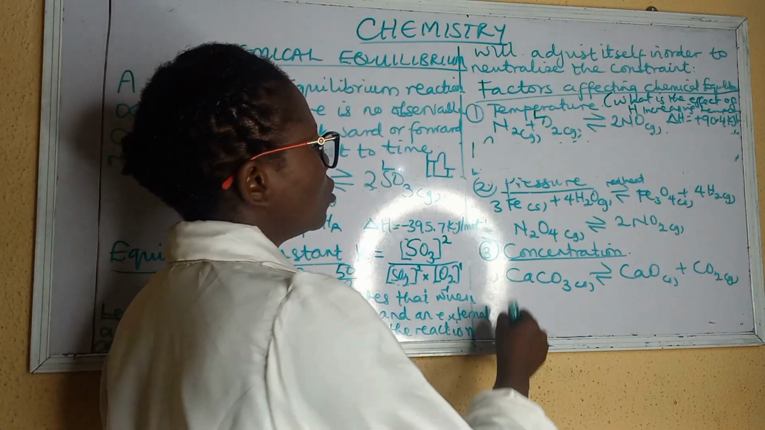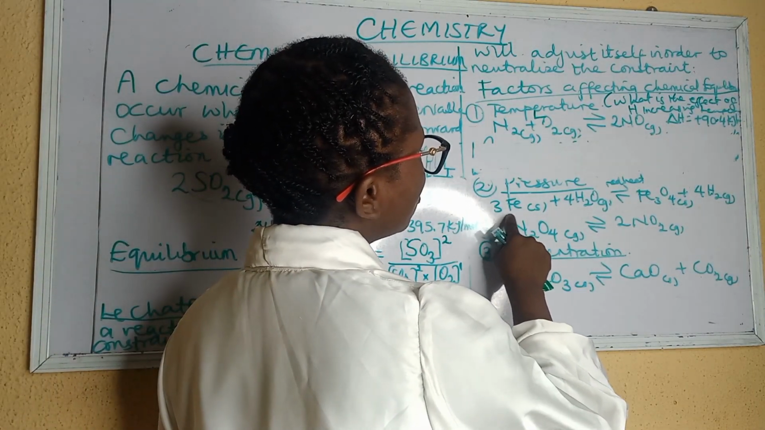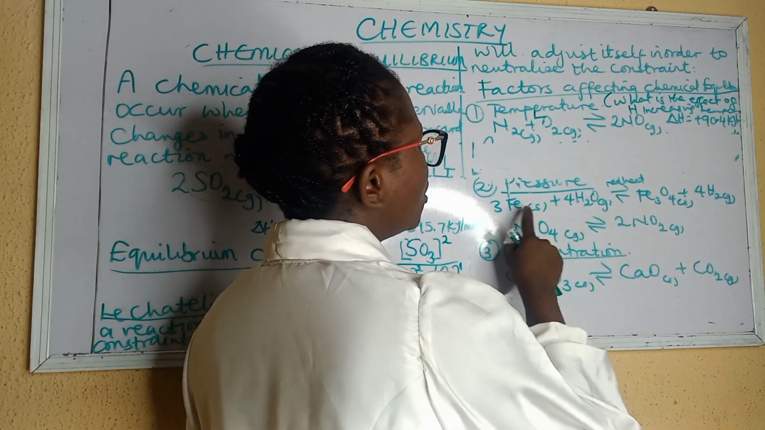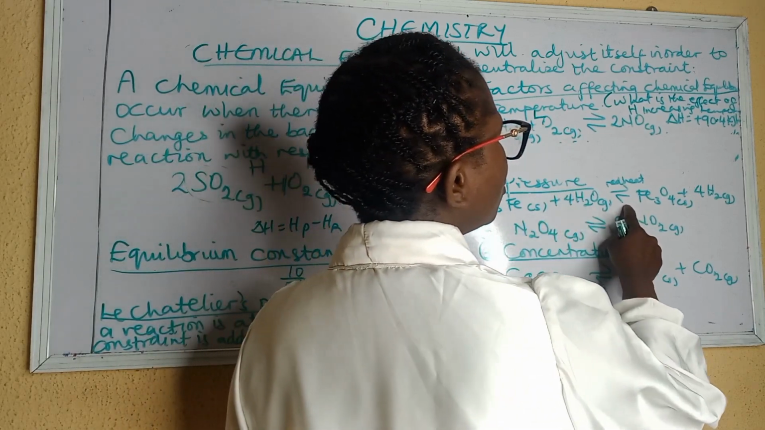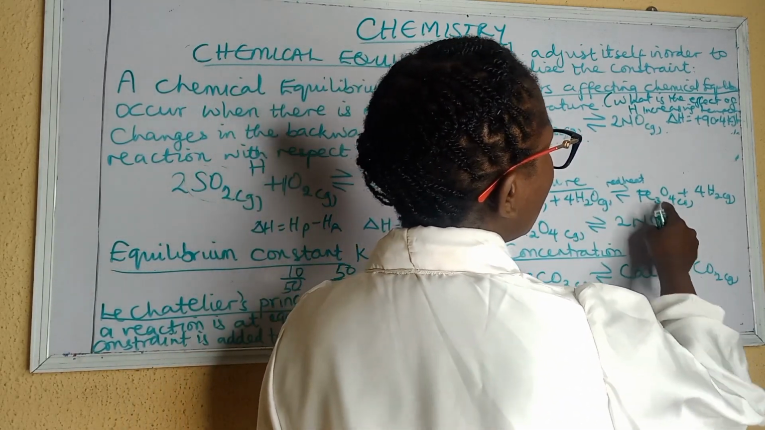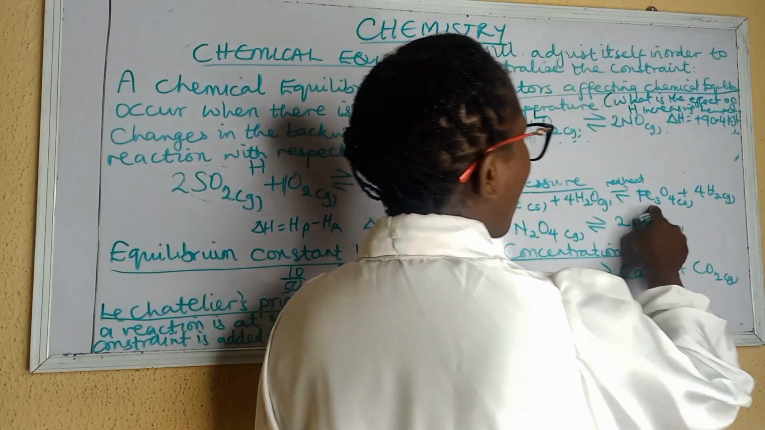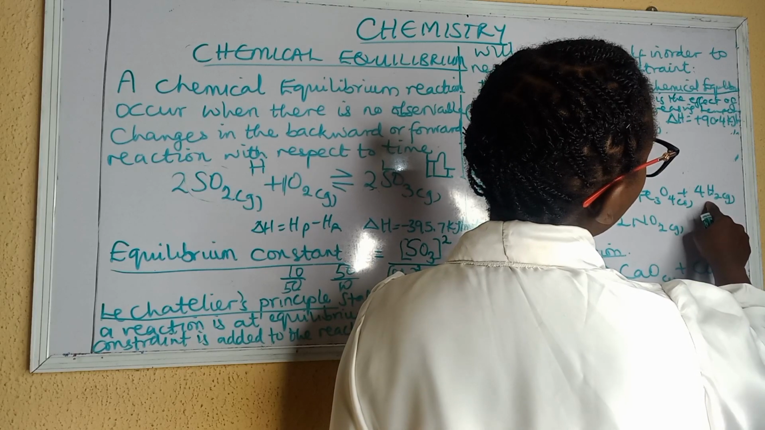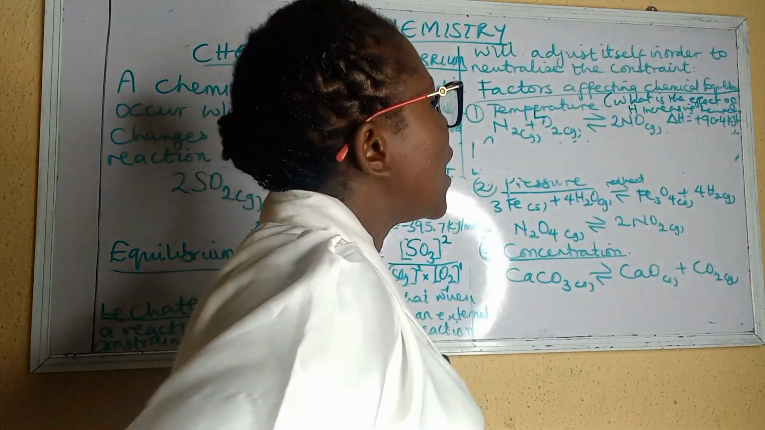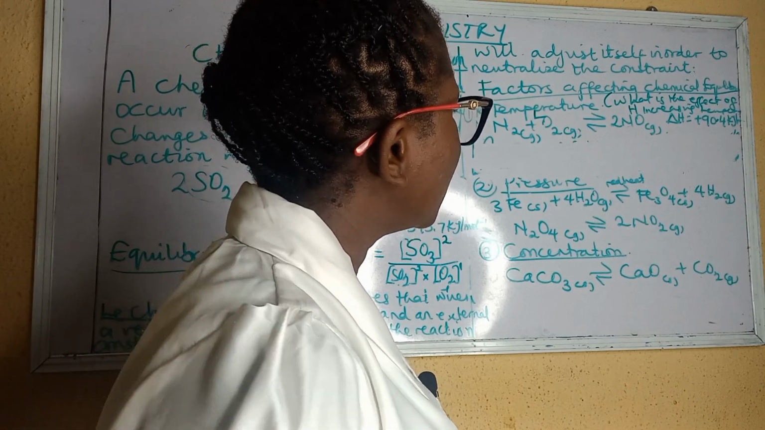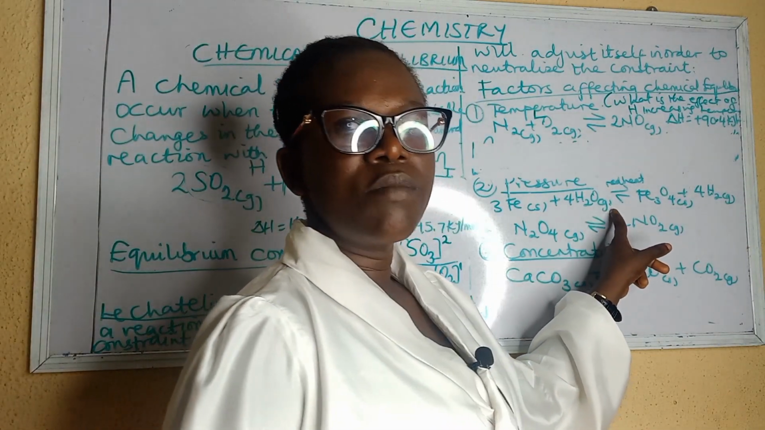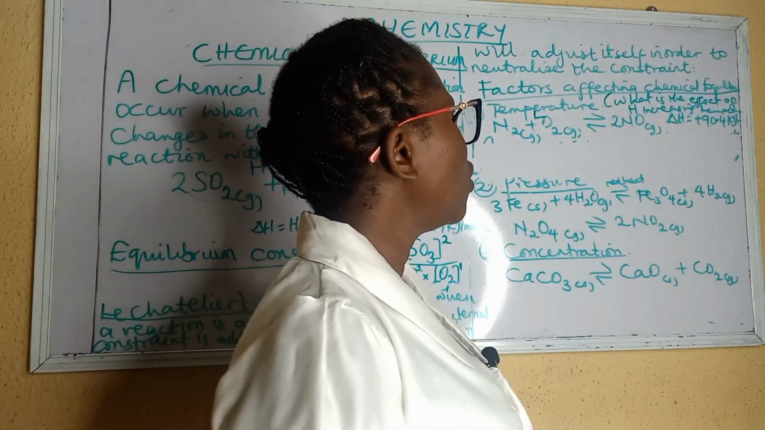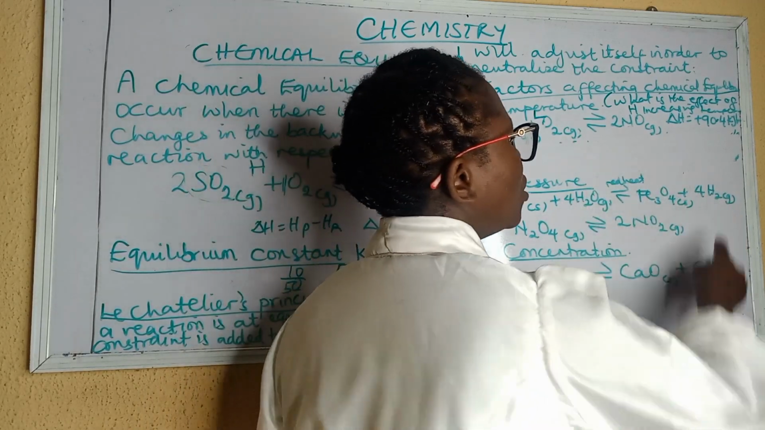Now, in this reaction, let's look. We have three atoms of iron with 4 moles of water in gaseous form. That is steam. That's adding steam to red hot iron to produce iron 3 oxide, or triiron tetroxide, and hydrogen gas is also liberated. So in this case, the only substances that are in gaseous form are water and hydrogen, while others are in solid form. So let's look at the number of moles of water and hydrogen that are in gaseous form.